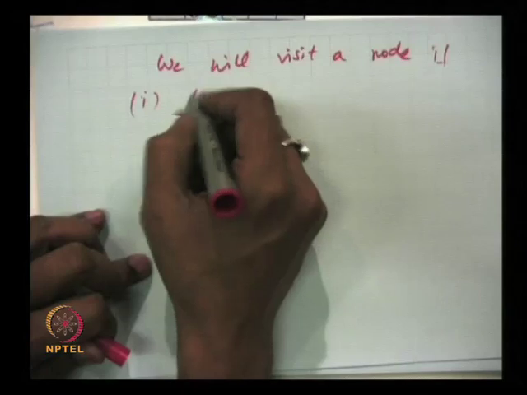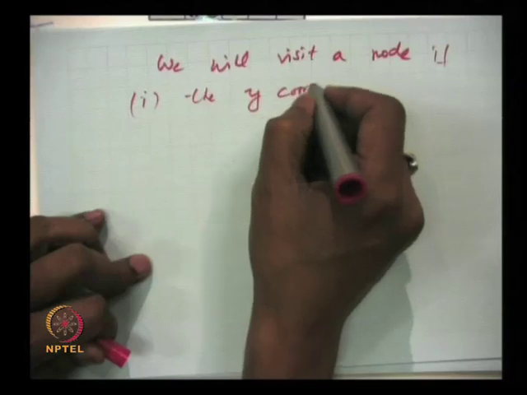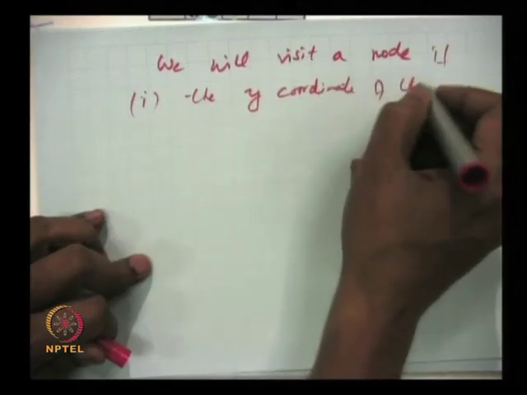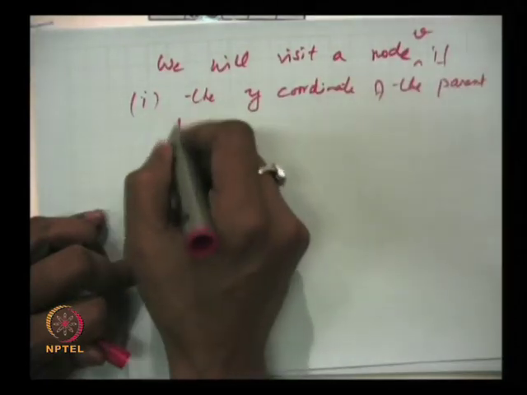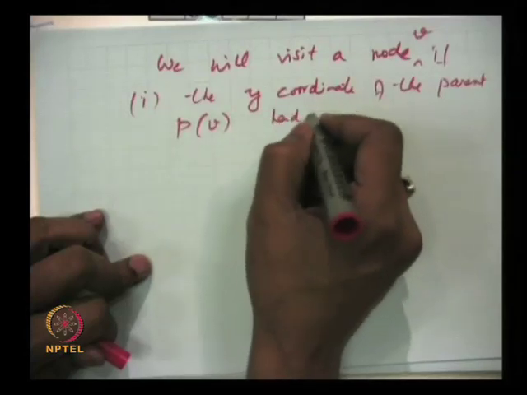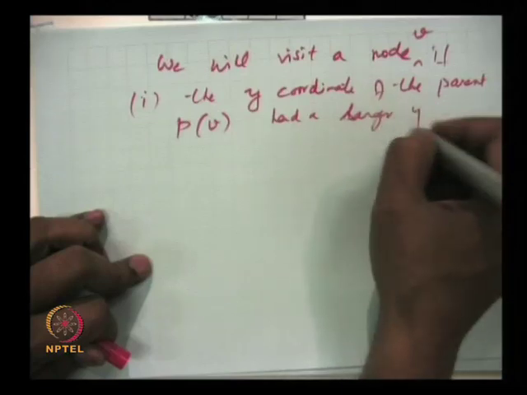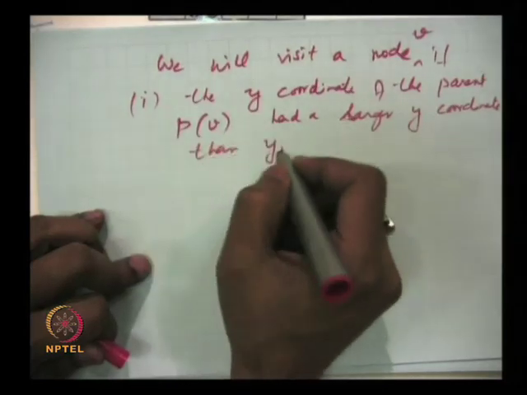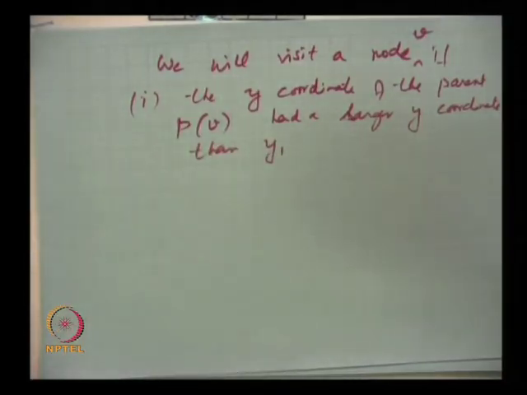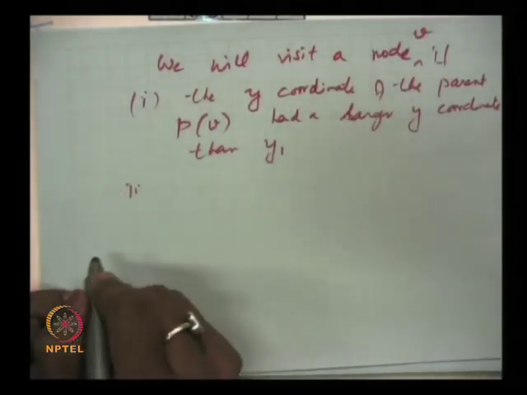The y coordinate of the parent node of v, let us say p of v, had a larger y coordinate than y 1. That is why we went down. y 1 was smaller than the y coordinate of the root. So, we went down to the two children. So, that is one reason why we may end up visiting a node.